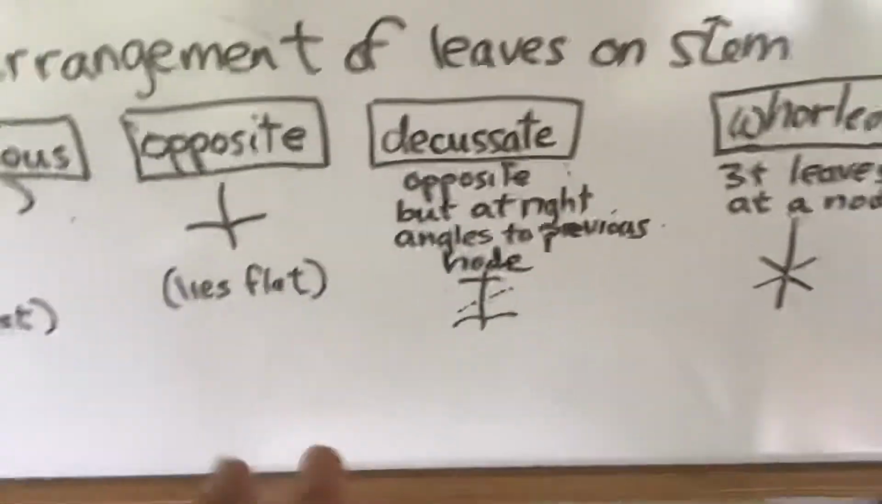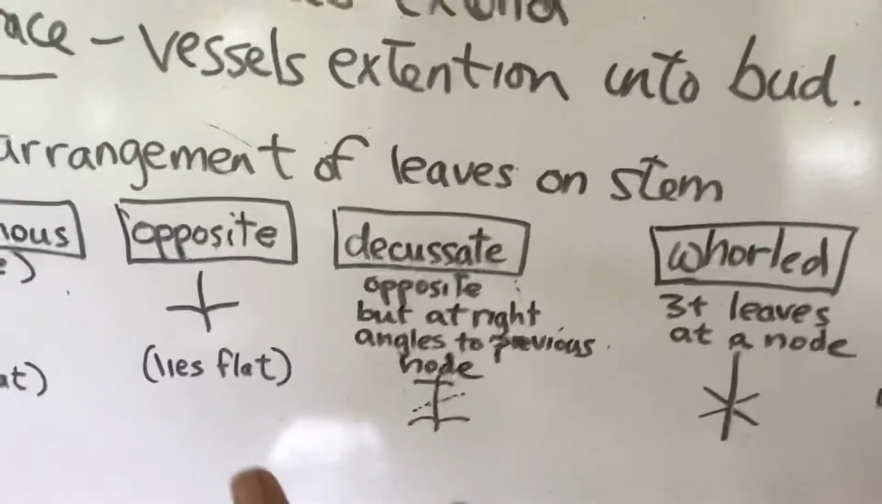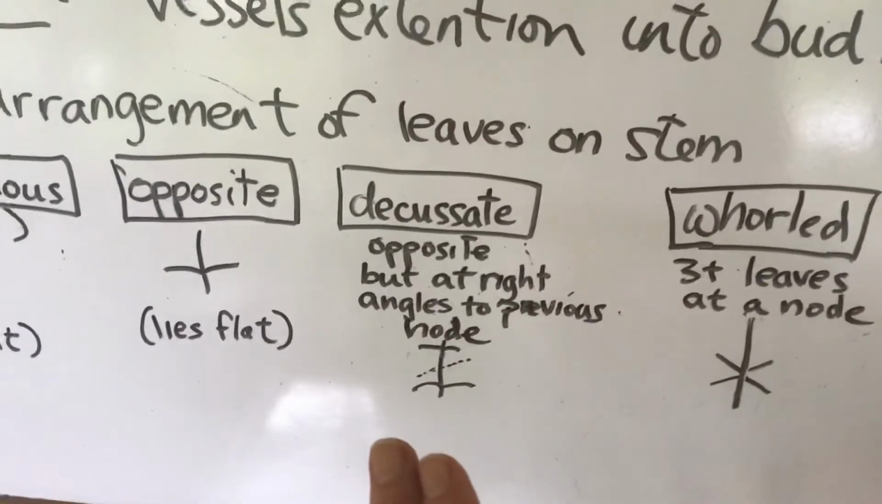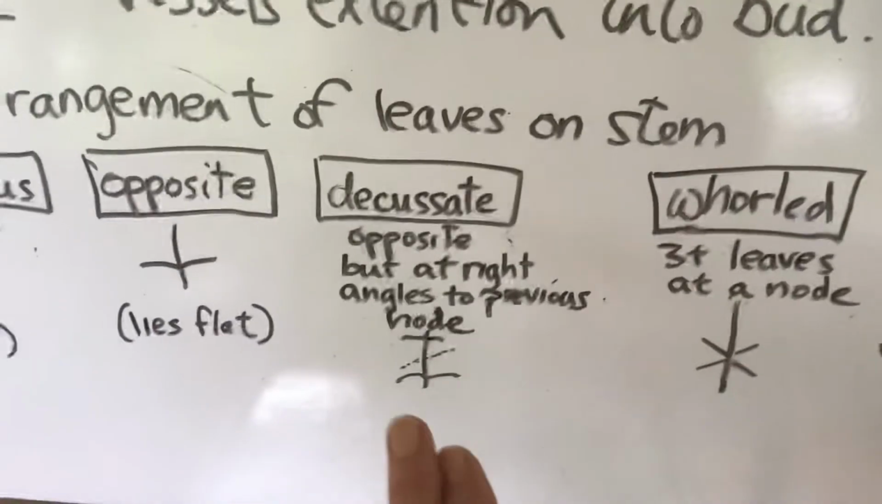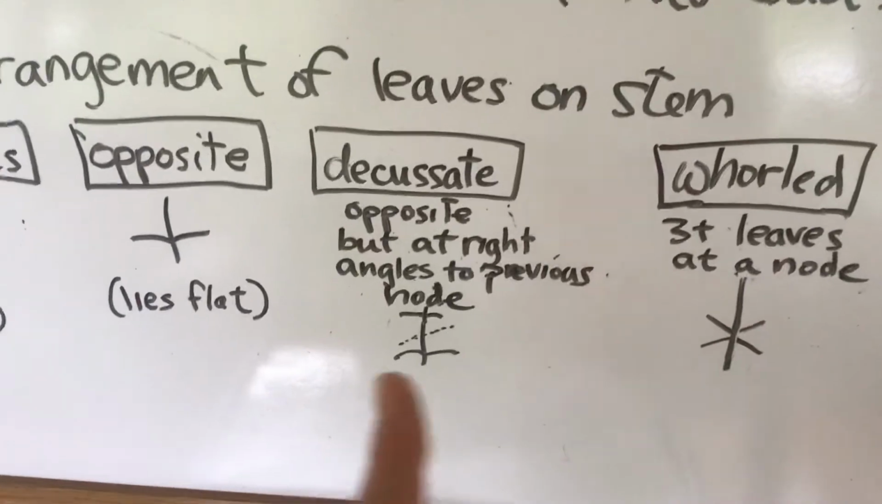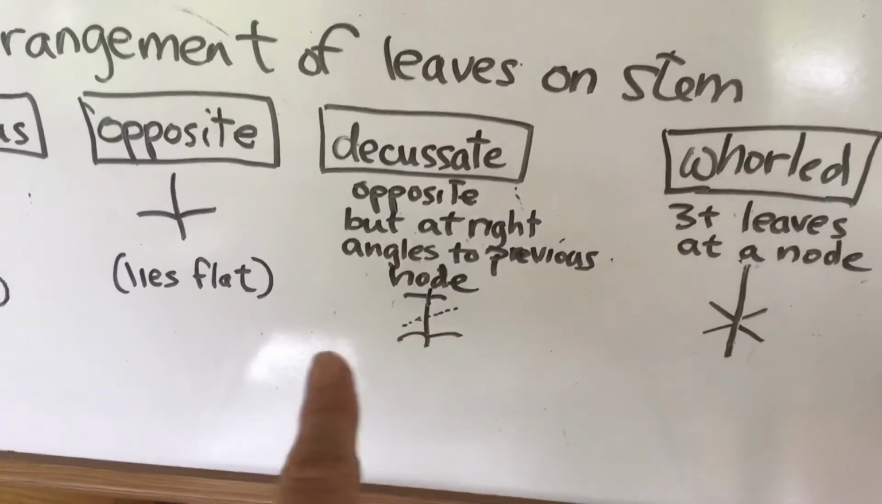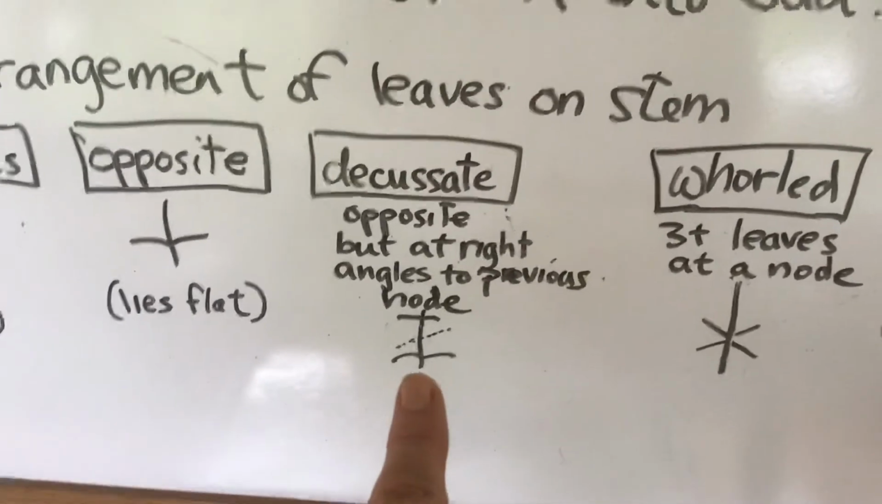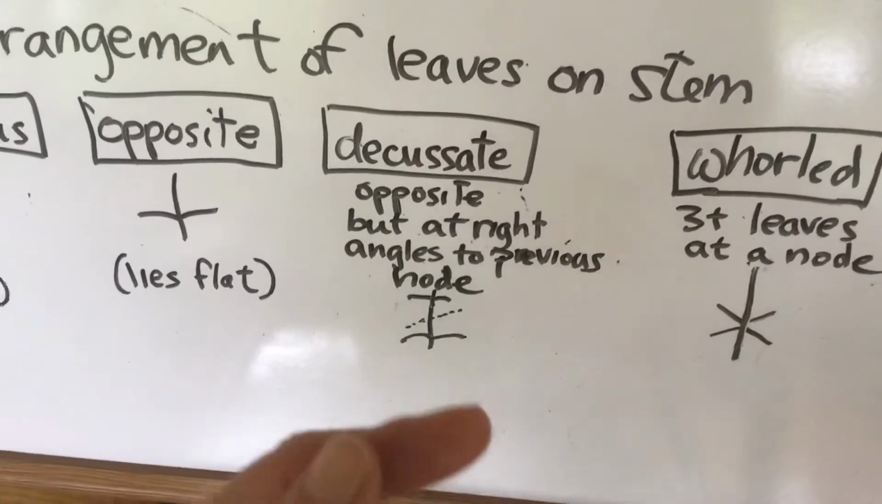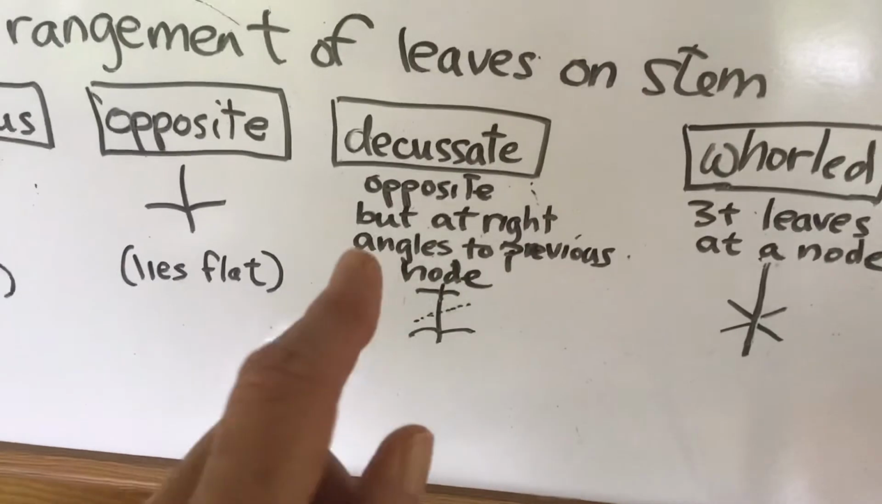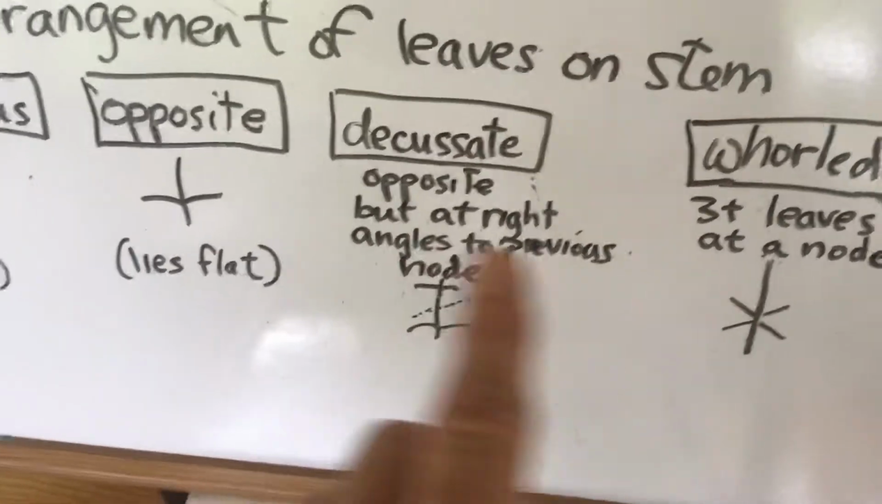There's another kind of offshoot of opposite called decussate. It's hard to draw on the board, but what is happening is you have the axis, and then you have the leaves coming off opposite in one plane, and then opposite at right angles on the next one up, and then at right angles on the next one up.